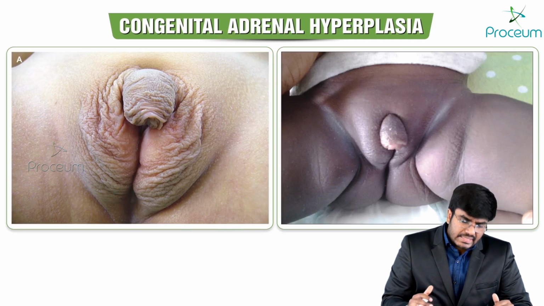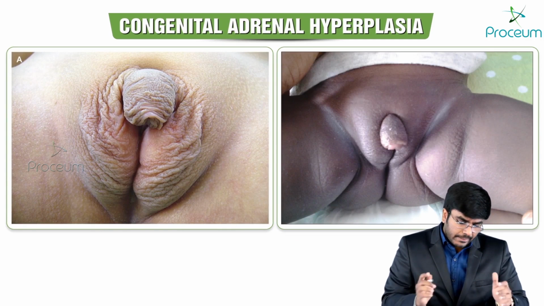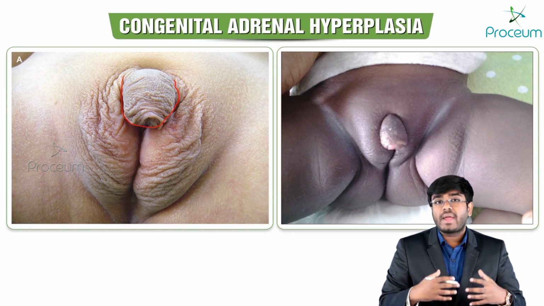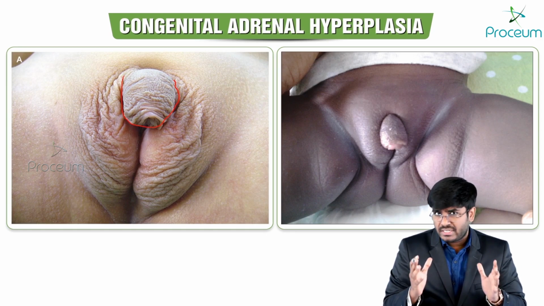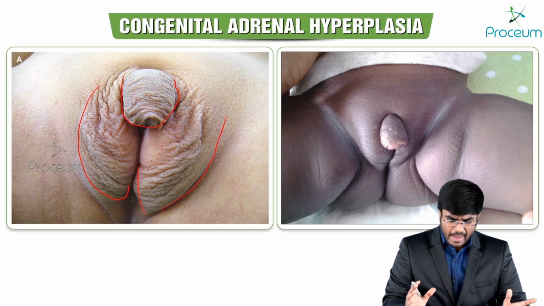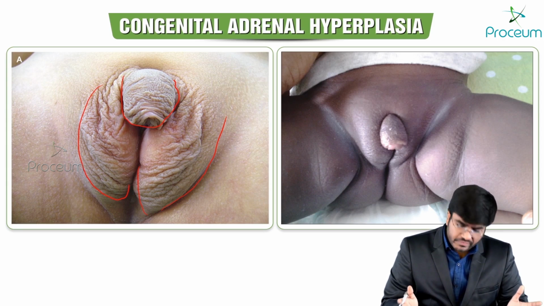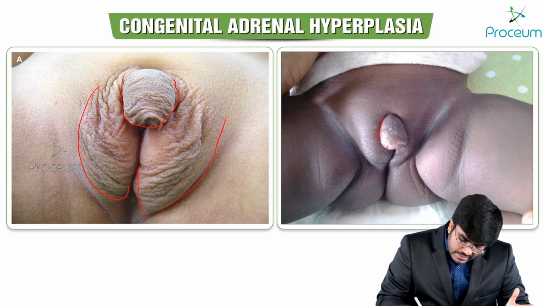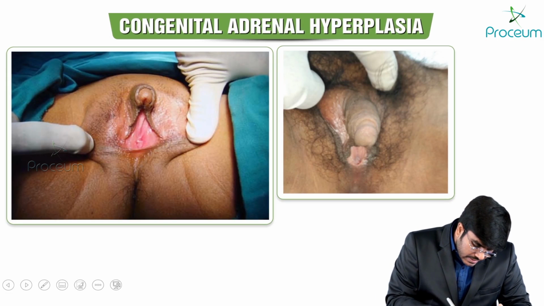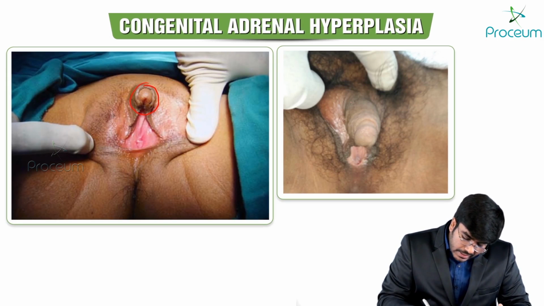Now let's see some images of how it looks. See, here there is clitoromegaly because of the excessive amount of androgens in the classical form, the 21-hydroxylase deficiency form. There is clitoromegaly and the labia are slightly fused. It looks ambiguous, whether it's male or female, very much ambiguous. And even here there is clitoromegaly and labial fusion. Now even in these images you can see there is clitoromegaly. Here it's very much like a micro small penis.